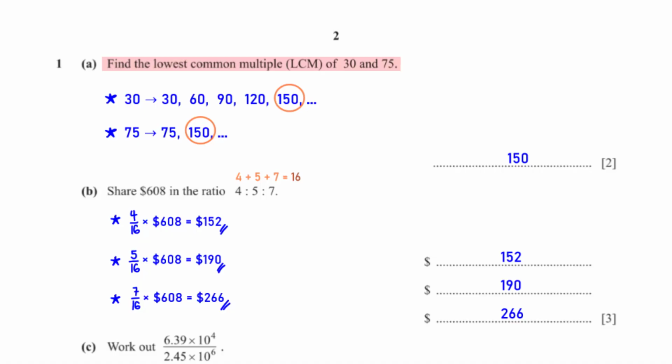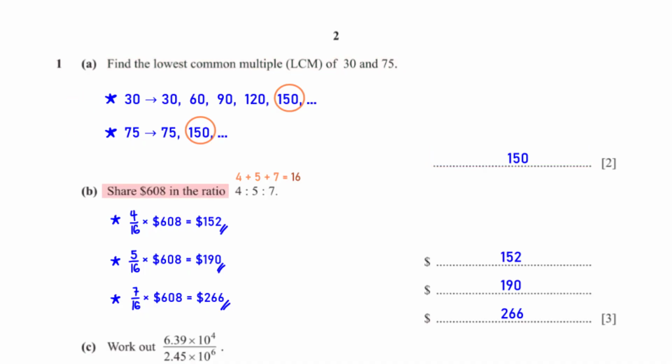Find the lowest common multiple of 30 and 75. First, we list the multiples of 30 and 75. From these lists, we see that the LCM of the two numbers is 150.